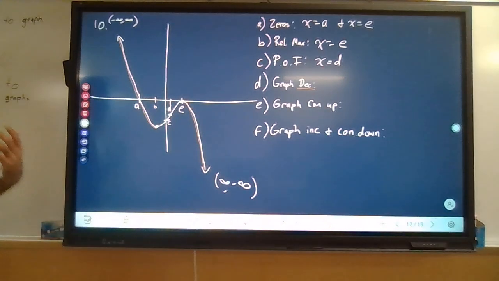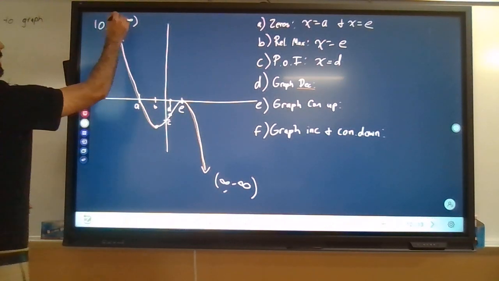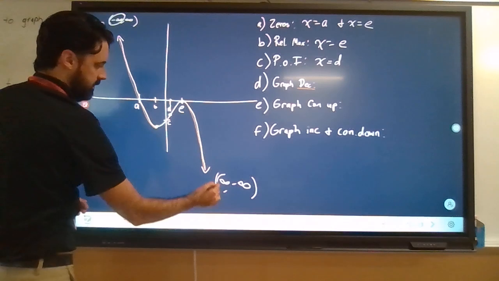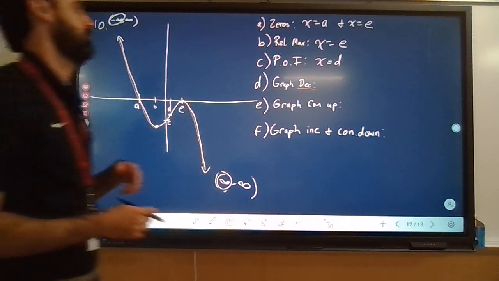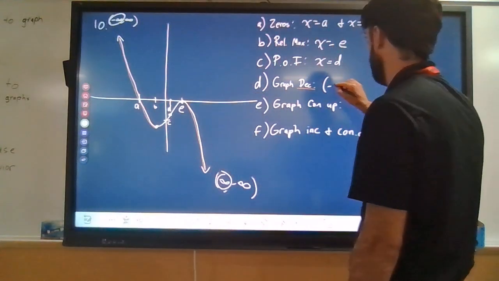But again, we only care about the x coordinates. So I'm going to take this x coordinate and this one. They'll go in our answer, but the y coordinates will not. So my first interval is going to go from x equals negative infinity, which I'm wrong. Infinity always goes in parentheses.